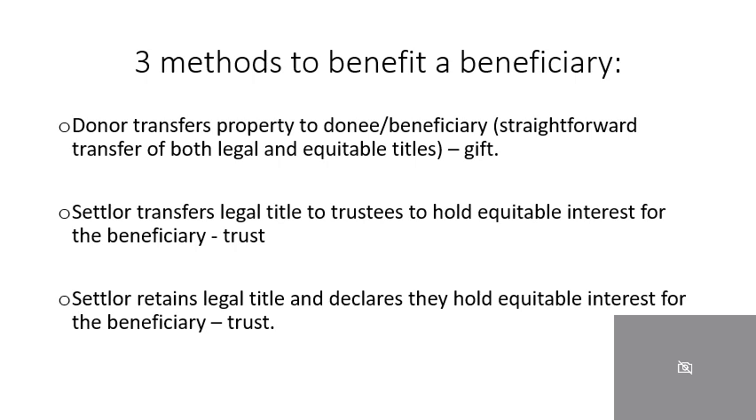The final method, the third method, is the settlor making himself the trustee. So he has property that he wants to be held on trust, so he declares himself as a trustee, and he names the beneficiaries. Once he's done that, as we know, the legal and equitable title splits. Legal title remains with the settlor, equitable title passes to the beneficiary. And that's the second way of creating a trust, but the third method of how to benefit someone. Okay?